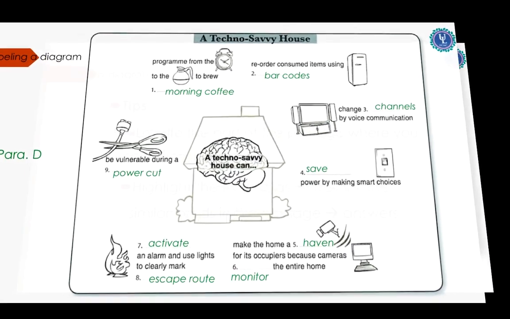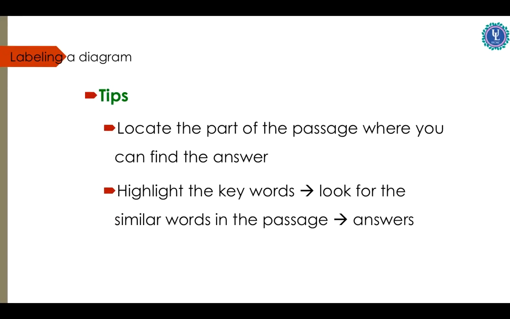So what are the tips for this type of task? First, you have to locate the part of the passage where you can find the answers. Then you have to highlight the keywords before you look for those in the passage. And finally, you see the answers in the passage.